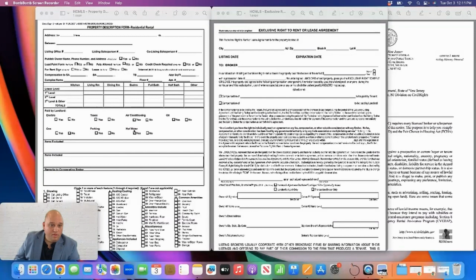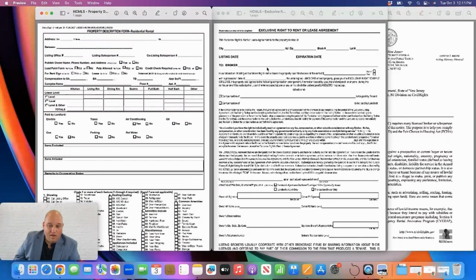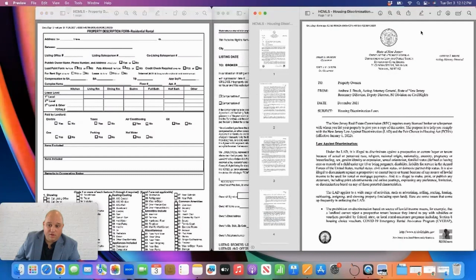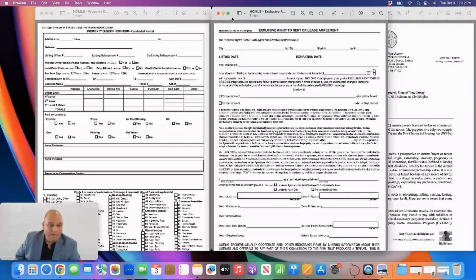There's three main forms. There's going to be the property description form, which is the description of the property, all the facts and features about the property go here. The other form is the actual agreement called the exclusive right to rent or lease agreement, which is basically the agreement or contract between you and your agent. That also outlines the rental price as well as the fees involved with renting, and I'll go through that with you shortly. And then the third document is what's called the Attorney General Housing Discrimination Letter, which basically goes over discrimination in rentals in New Jersey and the laws against discrimination, which you will have to sign as well as part of the listing process. There's also lead paint disclosure forms, which I will go over in the next video. If your property is built prior to 1978, you will have to disclose any knowledge or reports of lead paint, but I will discuss that in the next video.